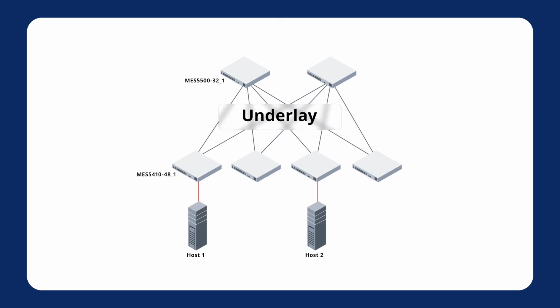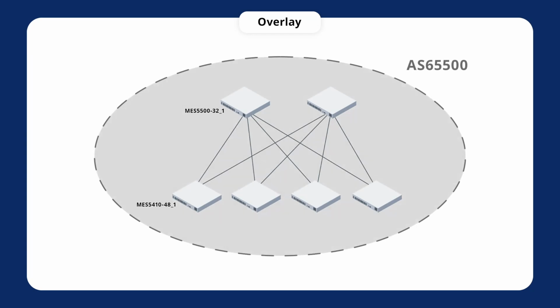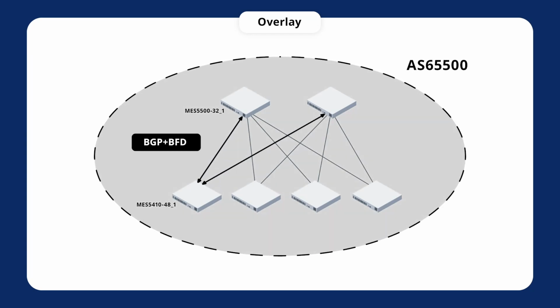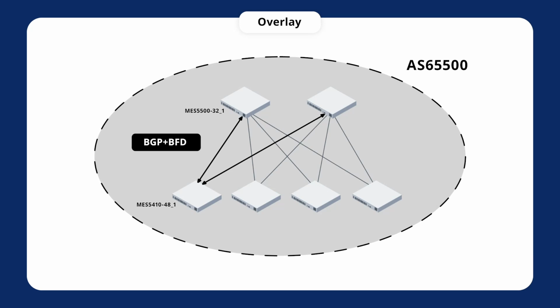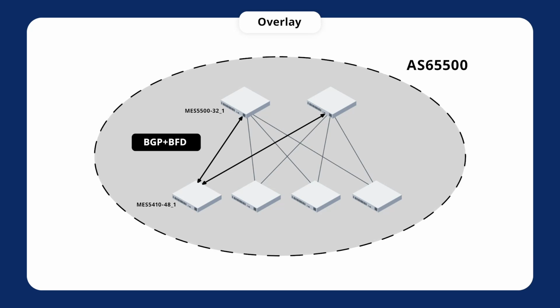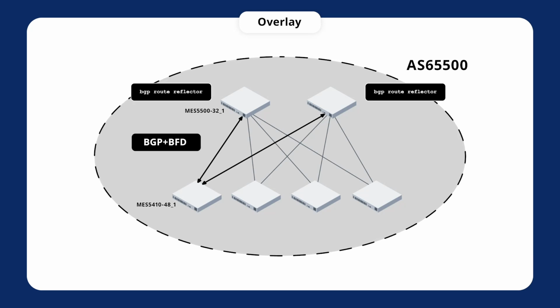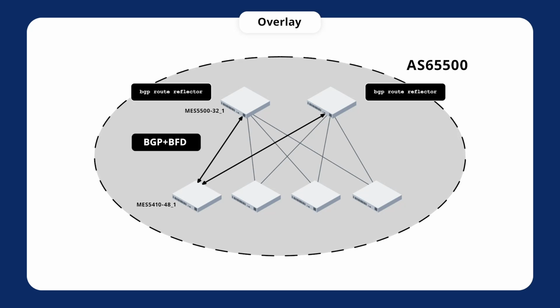Let's configure the overlay, the imposed network layer. We are configuring iBGP neighbors with address family L2VPN to create VXLAN tunnels and exchange information about MAC and IP addresses of connected devices. To send the BGP update between leaves, turn on the route reflector on the spine. For a quick response to failures, we turn on the hardware BFD for BGP.